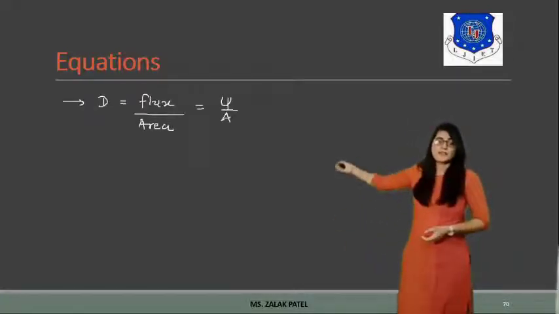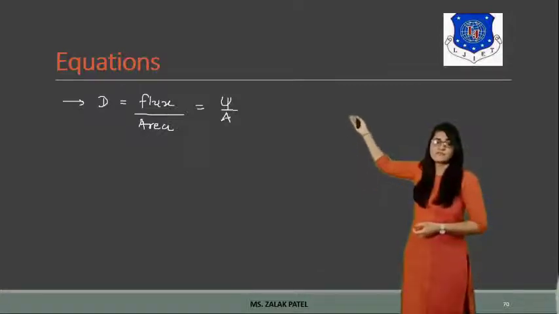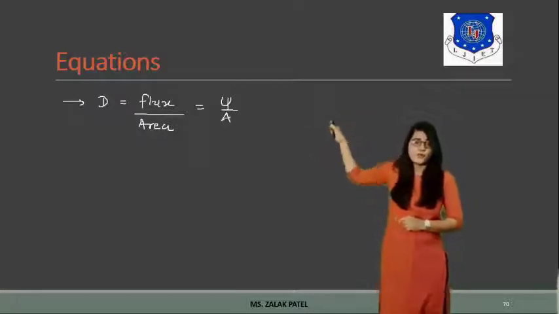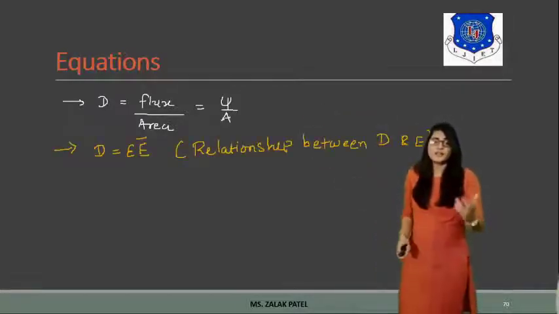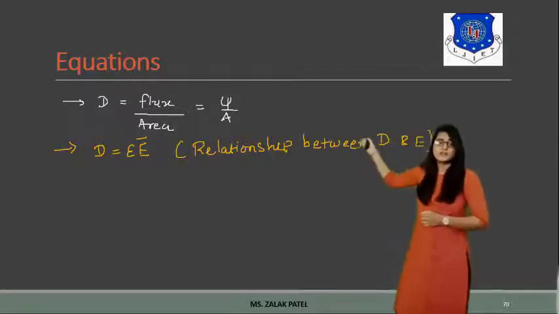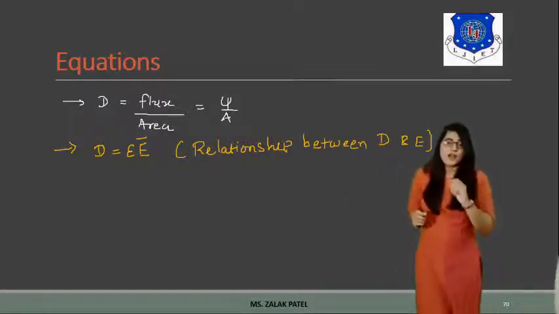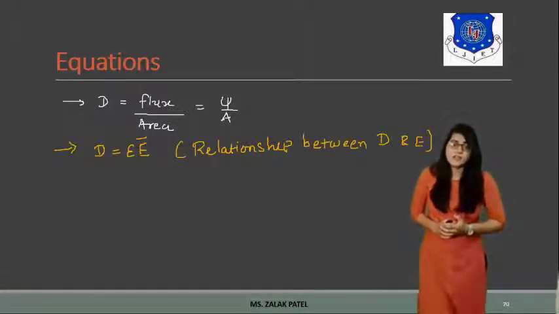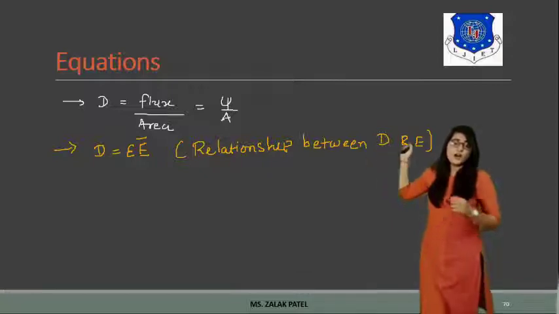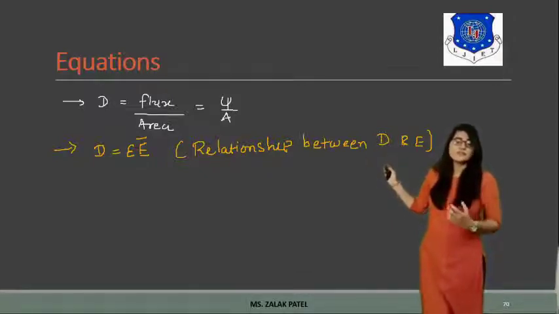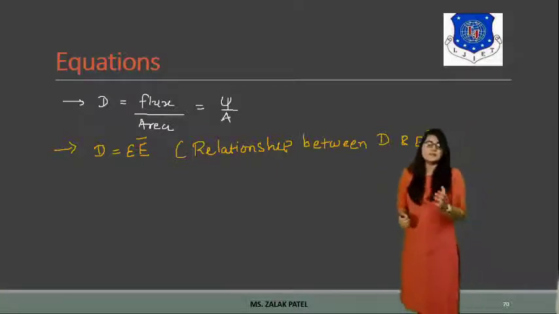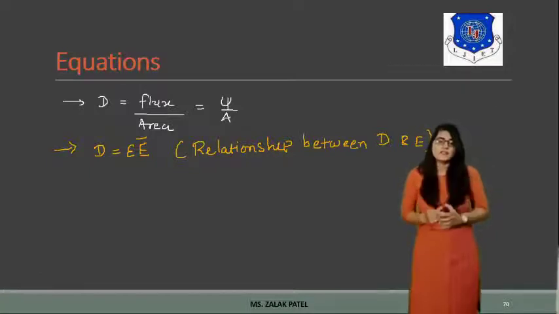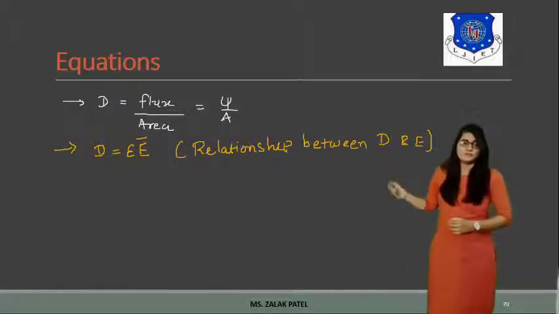As I said, electric flux density means flux per area. Flux is denoted by psi, which is the symbol of flux, so D is psi upon A. The relationship between D and E, as I said, is D equal to epsilon E. Here I denote epsilon because we talk about a medium. But if free space acts as the medium, then in place of epsilon you have to put epsilon 0. So D equal to epsilon 0 E is the relationship between D and E, where epsilon 0 is the free space permittivity.